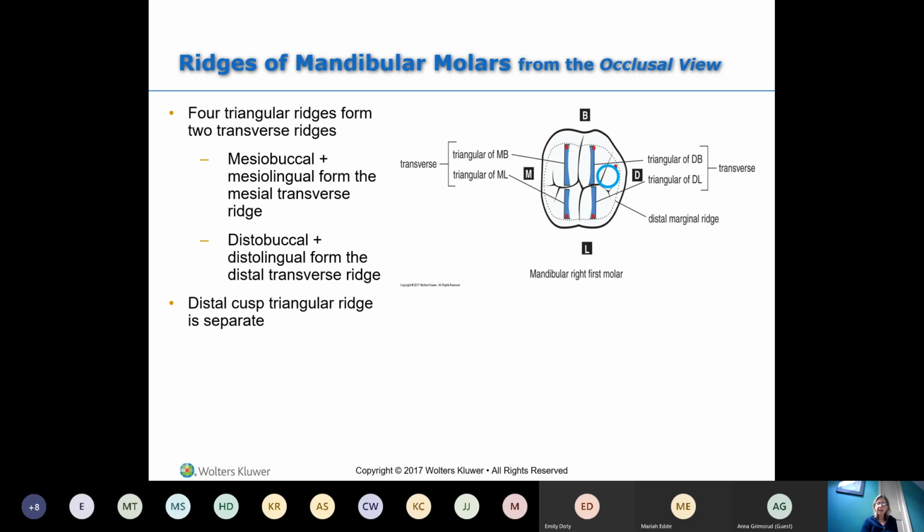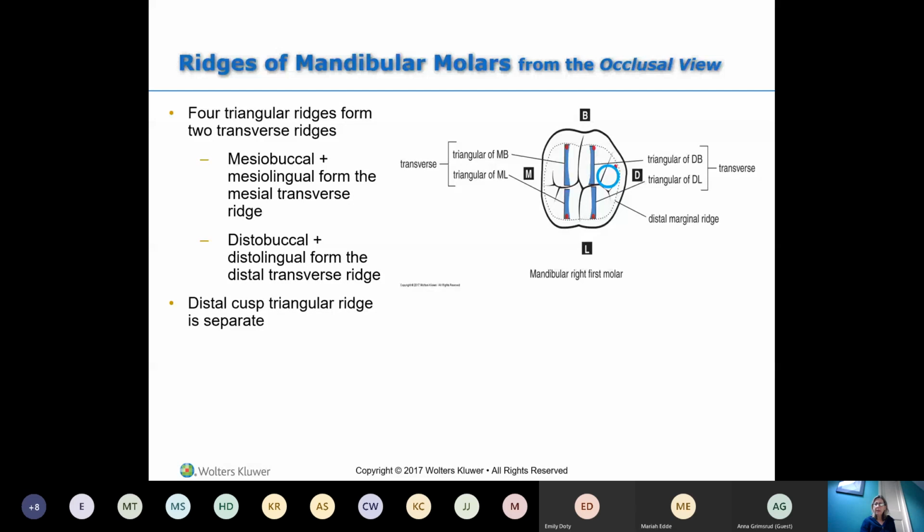We kind of looked at this in the first chapter. So here's a triangular ridge. This triangular ridge would have a name, and if you were naming it, the first thing you would want to do is figure out what cusp it's on, because it's going to be named after its cusp. So in this one's case right here, it's on the mesiobuccal cusp. So first thing we did was we looked at our tooth. We identified which side was the buccal and lingual, the mesial and the distal. Once we drew out the M, the L, the D, and the B, now we can start naming things.